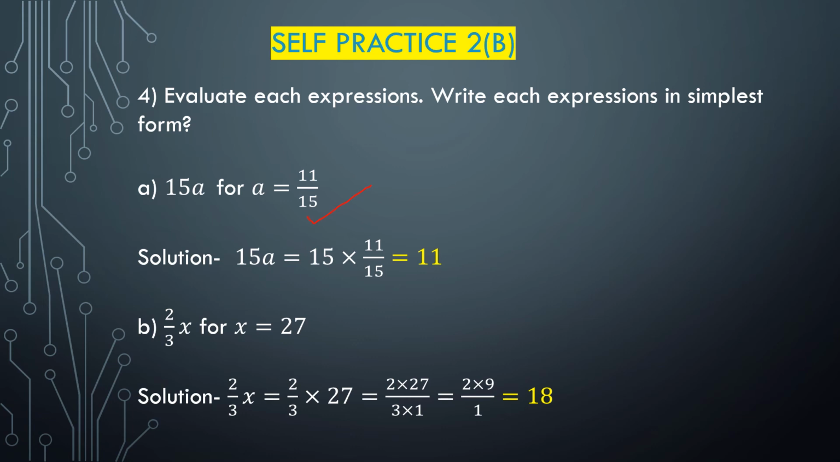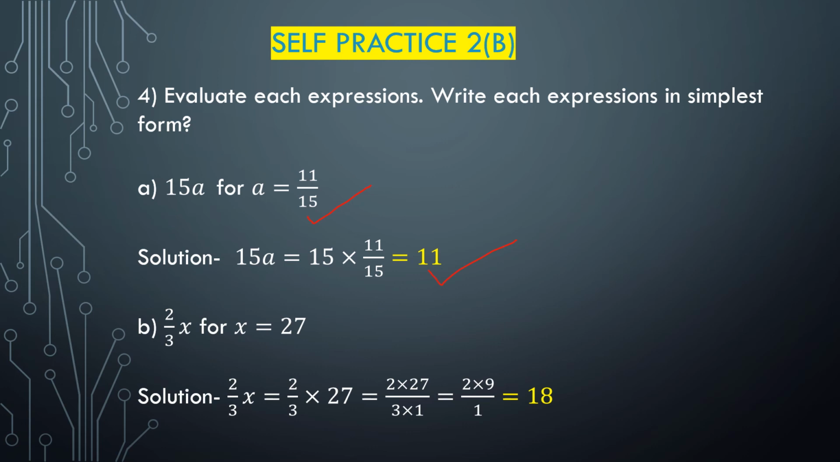15a is 15 multiplied with a, and given a is 11/15. So 15 multiplied with 11/15. The product of a whole number and a fraction is the product of the numerators divided by the product of denominators. That is 15 multiplied with 11 divided by 15. We can cancel 15 with 15, numerator and denominator, and we get 11.